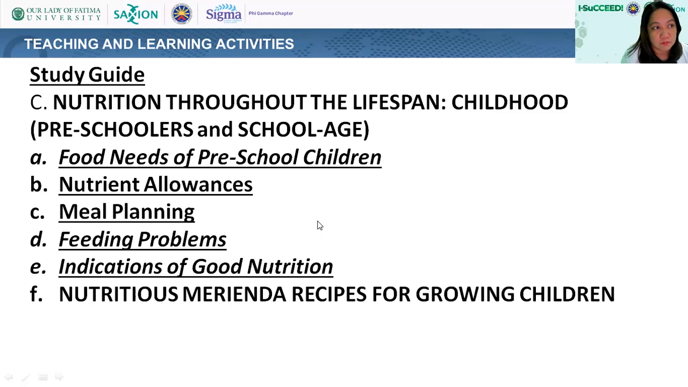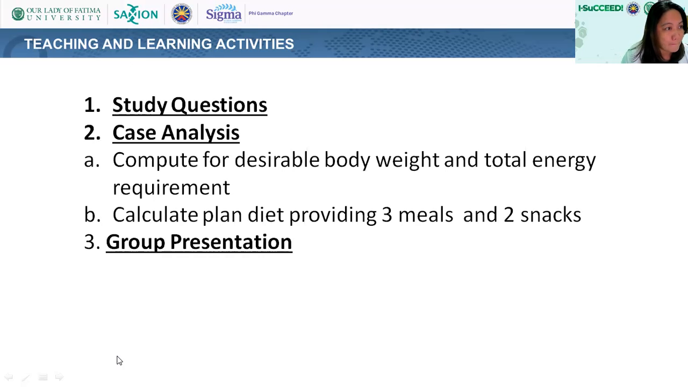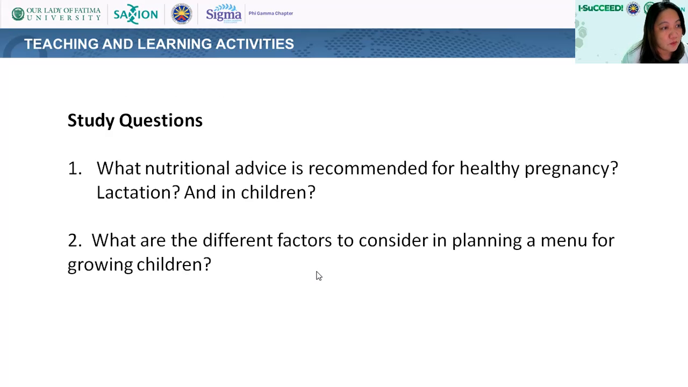To continue the teaching and learning activities, we have the following activities set for the students. We have some guide questions for them to answer and reflect on. And then there will be case analysis. Scenarios will be given, and they're going to compute for desirable body weight and total energy requirement. Also, they are going to calculate a planned diet providing 3 meals and 2 snacks. And lastly, a group presentation will be done. We will give them guide questions for that.